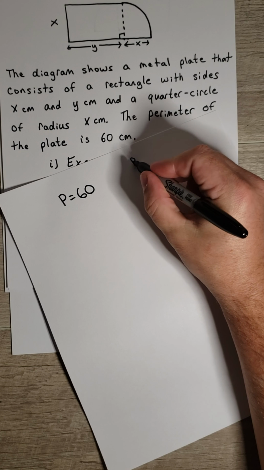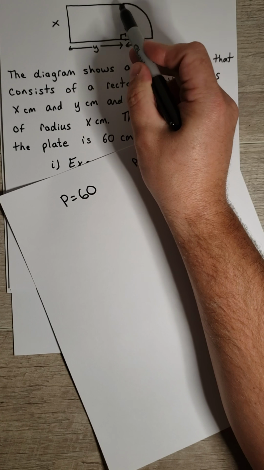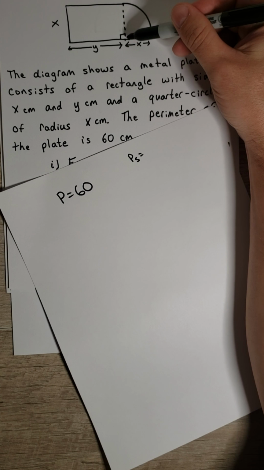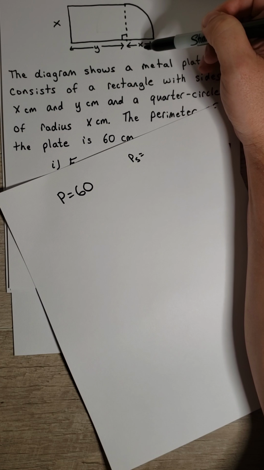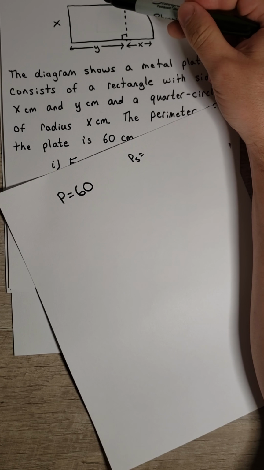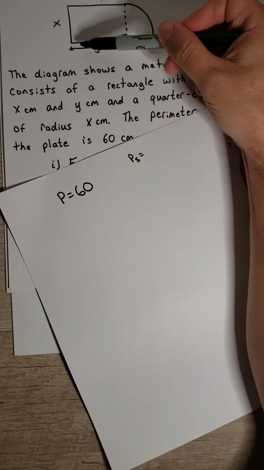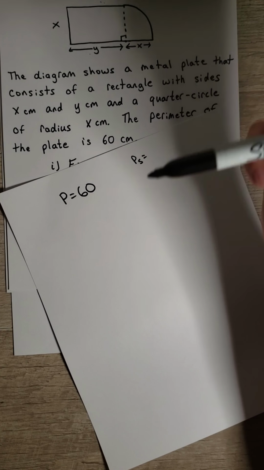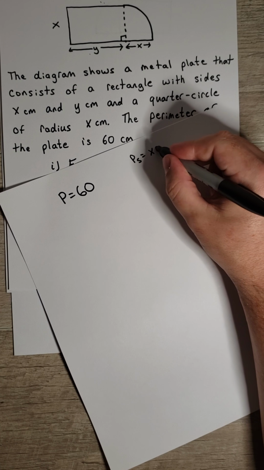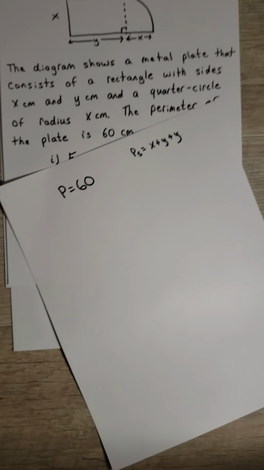What's the perimeter of a square? We add up the sides. Now, this dotted line does not factor into the perimeter. Remember, perimeter is outside. So the parts of the square that contribute to the perimeter are this side and this side. This is length y, and this is length x. So the perimeter of the square is adding up all the sides that contribute to this shape.